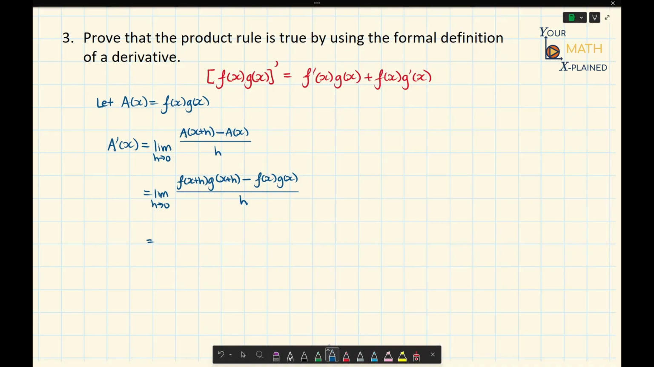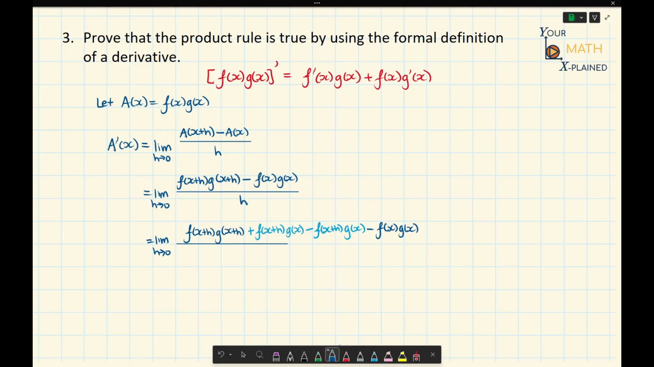So we get this is equal to the limit as h approaches 0 of f of x plus h times g of x plus h. And then just in a different color so that you can see, I am going to add f of x plus h times g of x. And then I'm going to subtract the exact same thing, so f of x plus h times g of x. And then we have the minus f of x times g of x.